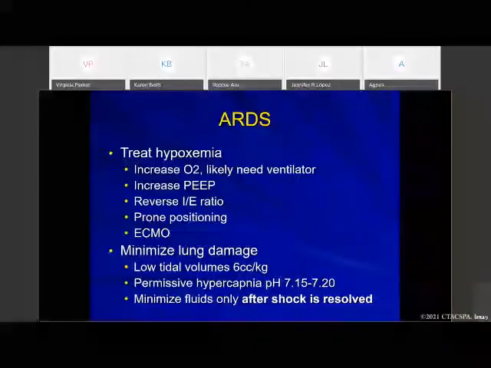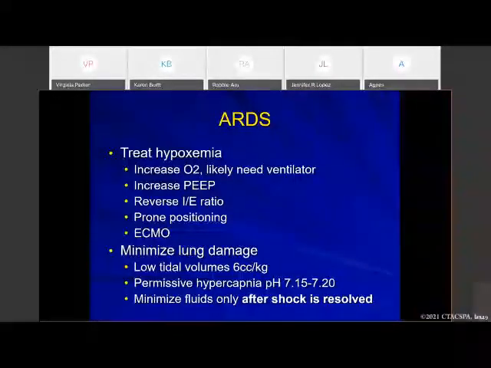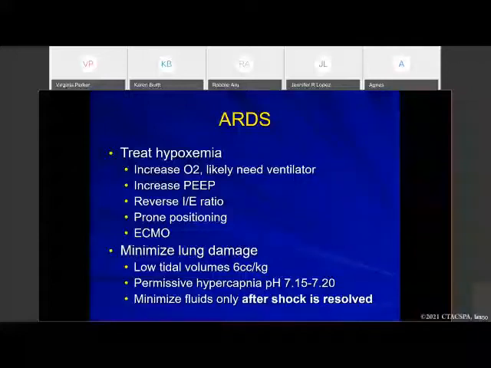If that doesn't work, the next thing we try is to reverse your IE ratio. Normally ventilators are set at 1 to 2, so your inspiration is 1/3 of the time, and your expiration is 2/3 of the time. So then we start going to 1 to 1, 2 to 1, 3 to 1. If you think about it, all you're doing is keeping your alveoli open longer so that the oxygen can hang out longer, and then hopefully get into your body. So that's the idea of that.